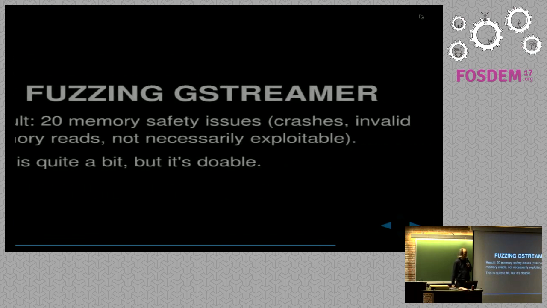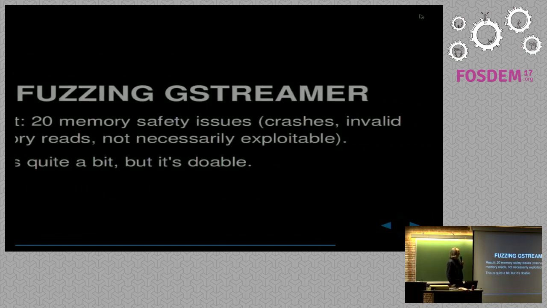I found 20 memory safety issues. Some of them were crashes, some of them were invalid memory reads. I should say here that they are not necessarily all exploitable. Probably most of them are not. I had a bit of a discussion with the GStreamer developers who said, hey, why did we get 20 CVEs for GStreamer? And I said, well, today the policy for CVEs is that they get assigned very easily, and basically every time a library does some invalid memory access, it gets assigned a CVE and is considered a security vulnerability, which does not mean that it's necessarily exploitable.